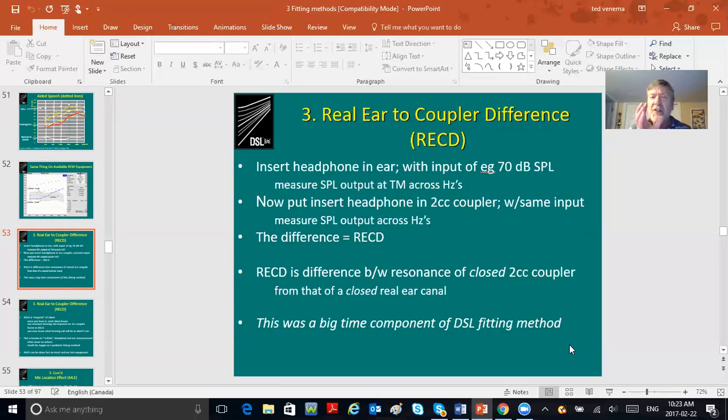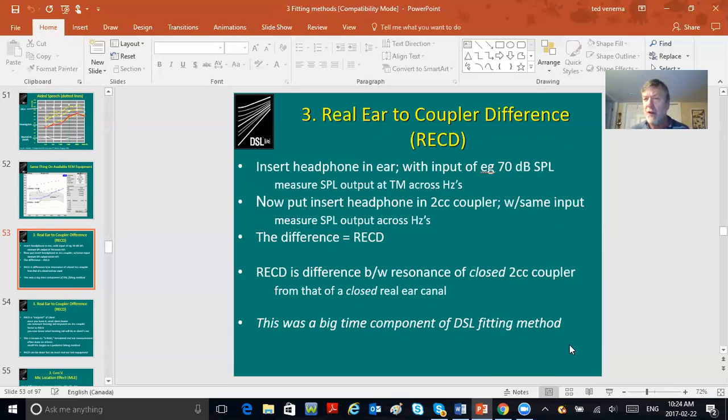So what DSL does is, remember what we said about real ear to coupler difference. The sound in a 2cc coupler. Okay, a 2cc coupler is two cc's, well, this is a cup, but pretend this holds 2 cubic centimeters, okay? The closed ear canal with a hearing aid in it is smaller than 2 cc's. It's about 1 to 1.5. So if the sound is 70 dB SPL in a 2cc coupler, you take that same sound and put it into a closed ear canal with a hearing aid on top, that sound will be more than 70. Why? Because the room is smaller. Therefore, that's real ear to coupler difference.